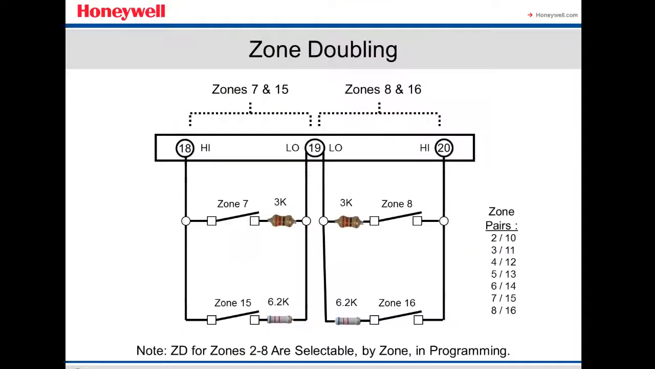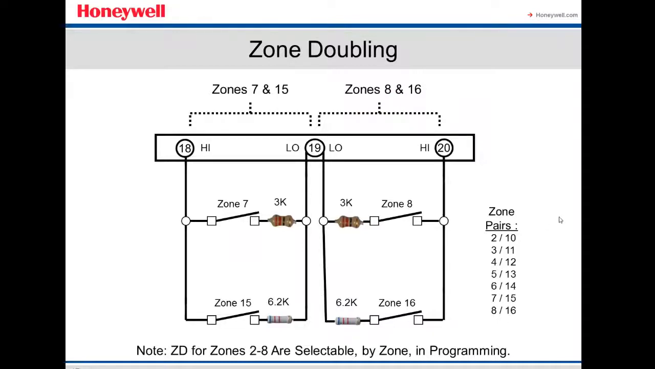Okay, this is zone doubling. For the panel to know which zones are doubling, we use two other kinds of resistors: a 3K resistor for the low zones and a 2.6K resistor for the high zones. That's what makes the panel know that you are doubling zones, right? Here on the right-hand side are the zone pairs.